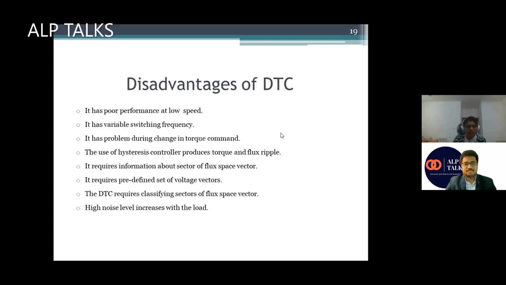So there are some advantages. First, it has variable switching frequency due to the presence of hysteresis controllers. It has poor performance at low speed. It has problems during a change in torque command, like in that transient period, it will create harmonics. And it requires classifying the sectors in which our flux vector works. It has a high noise level and it increases with the load, which can also be overcome by some other methods.